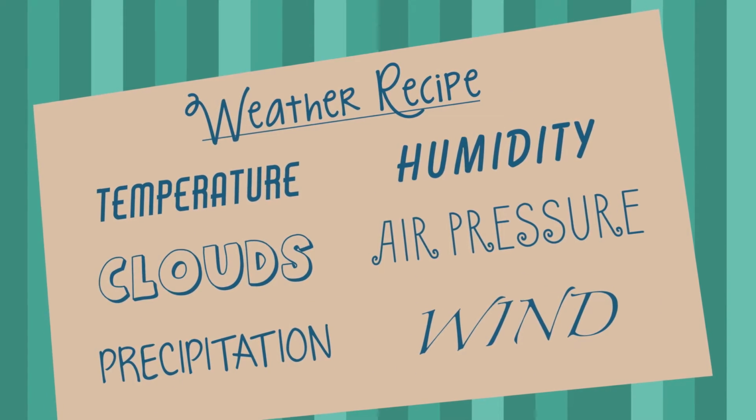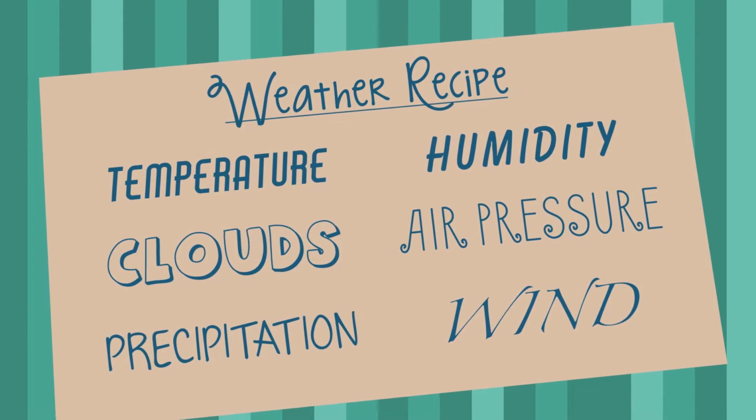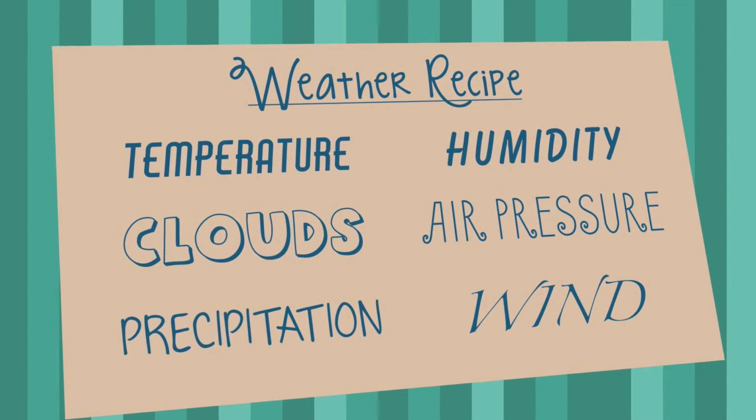And you know what? The same kind of process made this rainy weather outside. Just like the cake, the weather is made up of a lot of ingredients. Sugar, eggs, flour. Oh, wait, that's the cake recipe. Here's the weather recipe. Temperature, clouds, precipitation, humidity, air pressure, and wind. How many of these do you already know?